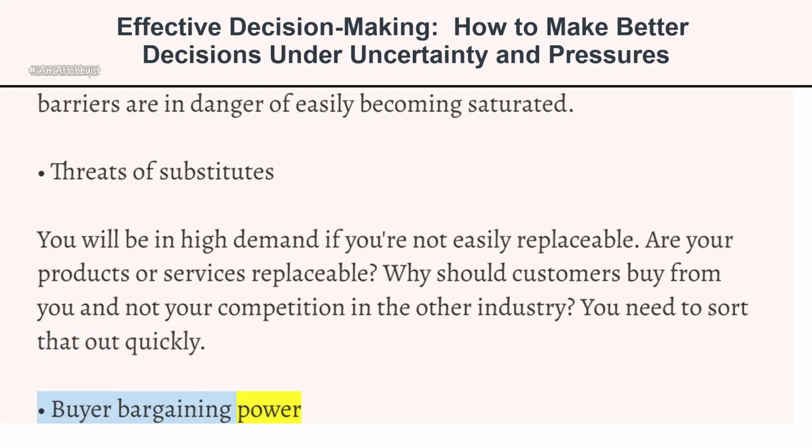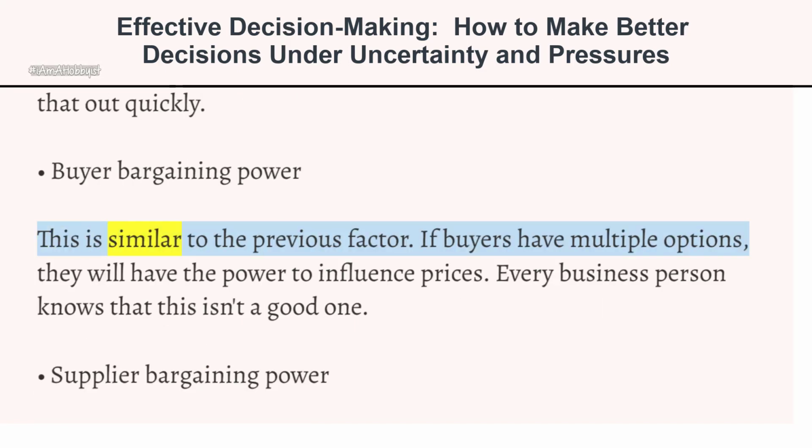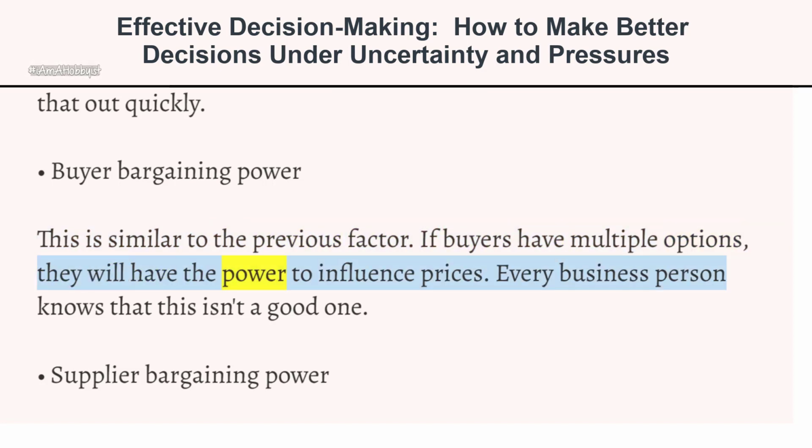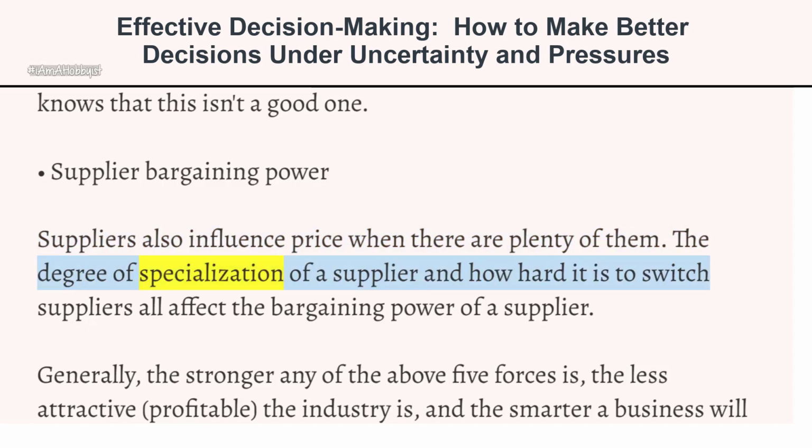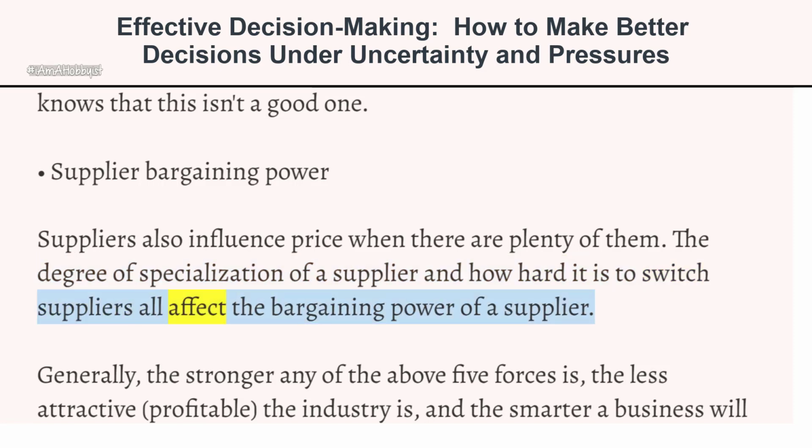Buyer bargaining power. This is similar to the previous factor. If buyers have multiple options, they will have the power to influence prices. Every business person knows that this isn't a good one. Supplier bargaining power. Suppliers also influence price when there are plenty of them. The degree of specialization of a supplier and how hard it is to switch suppliers all affect the bargaining power of a supplier.